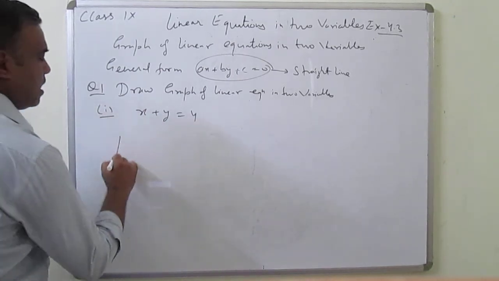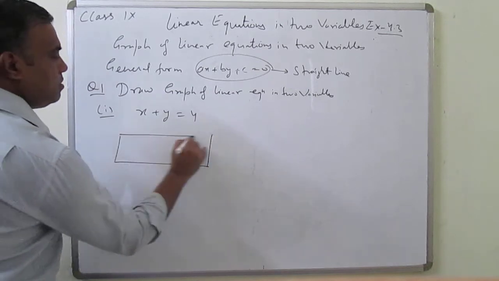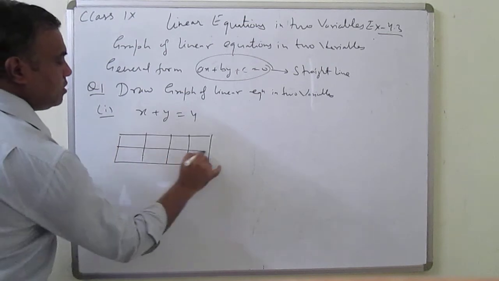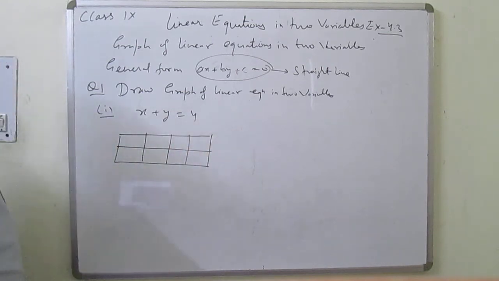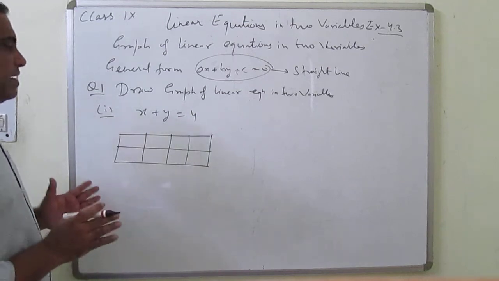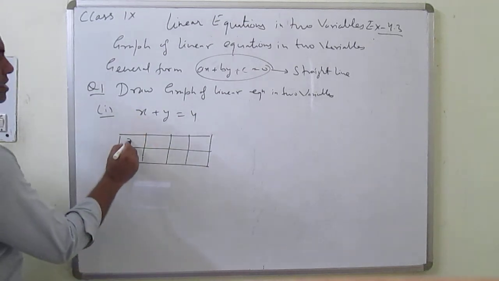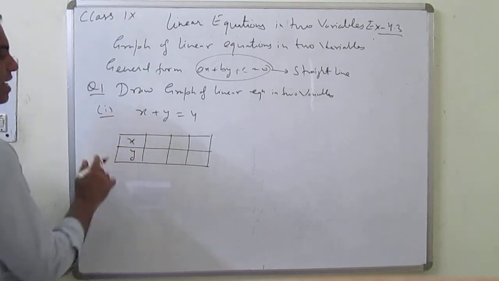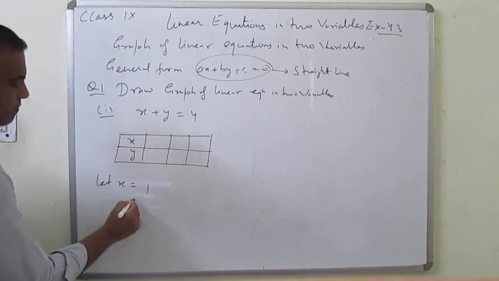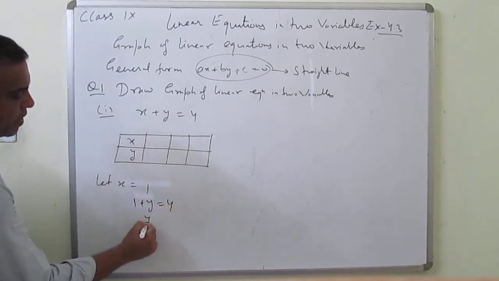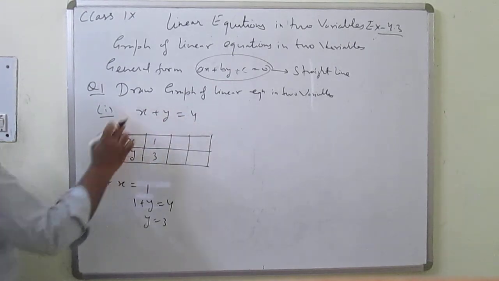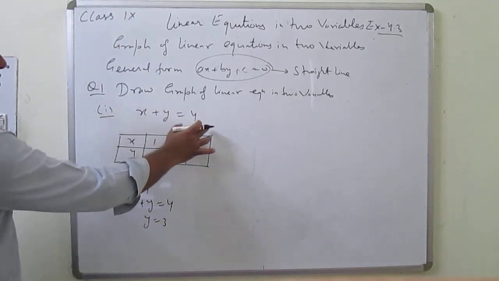Now see here, I make a table. At least I will take 3 points. 2 is sufficient. अगर कोई भी 2 पॉइंट जोड़ेंगे वो स्ट्रेट लाइन ही बनेगी. For verification we will take 3 points. So this is x, this is y. If I take x is equal to 1, then 1 plus y is equal to 4, y is equal to 3. You check it, 1 plus 3 is equal to 4. So left hand side is equal to right hand side.